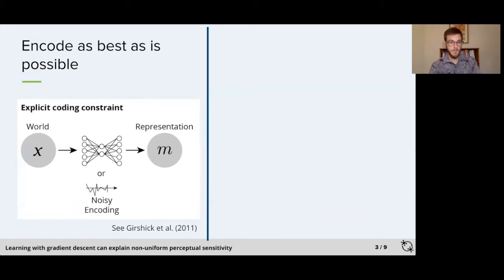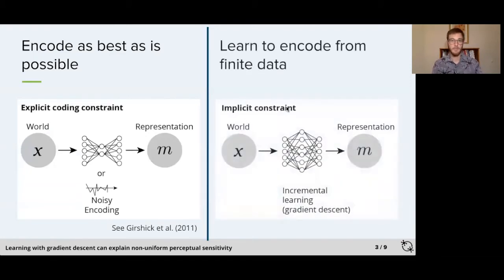Today I want to present an alternative explanation to this classical framework. Instead of being limited by some explicit constraint like noise and coding optimally despite that, I want to convince you that otherwise unconstrained encodings, with no noise or a bottleneck, for example, are implicitly limited by having learned with gradient descent.